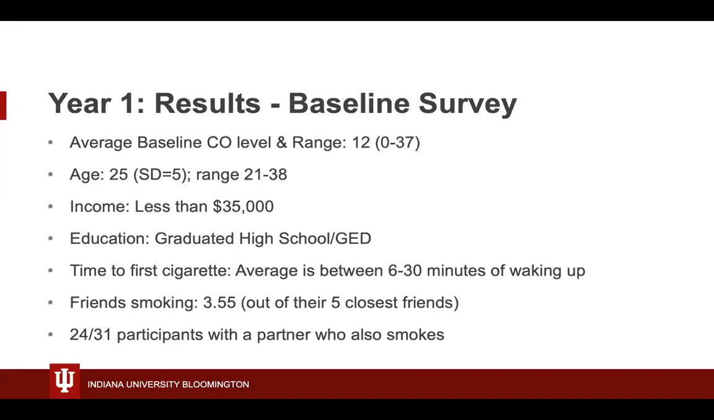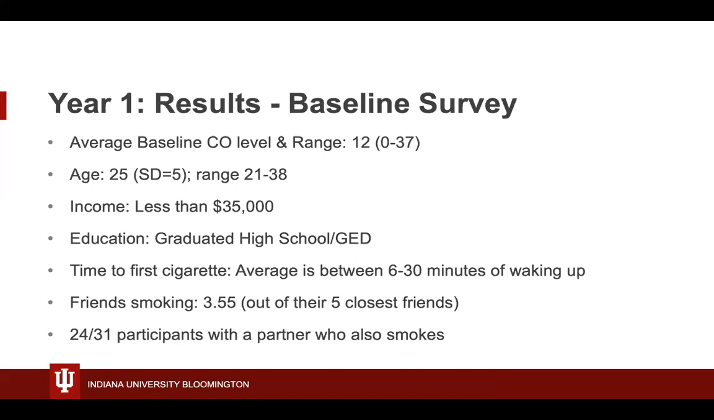And so the average age is 25, and that ranges anywhere from 21 to 38 years old. The income tends to be less than $35,000. Most education is high school or GED. The time to first cigarette is about between 6 and 30 minutes of waking up. So it shows some higher dependency on nicotine.